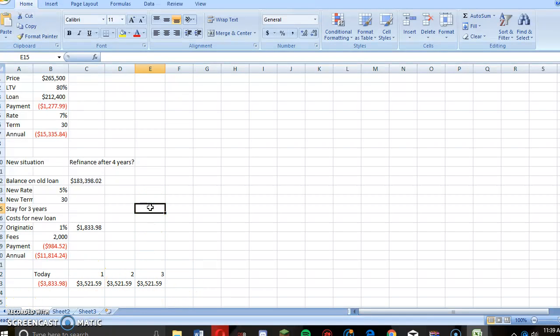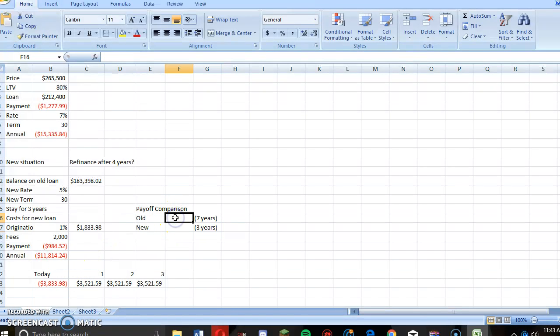Okay, so we're going to go up here and we're going to try to do the payoff comparison. So, the old versus the new. So, the old and then the new for the years, the old is going to be 7 because we refinance after 4 years, and then we're going to stay for 3 years, so that's 7 years. So, we're going to do 7. And then the new is just going to be the 3 years.